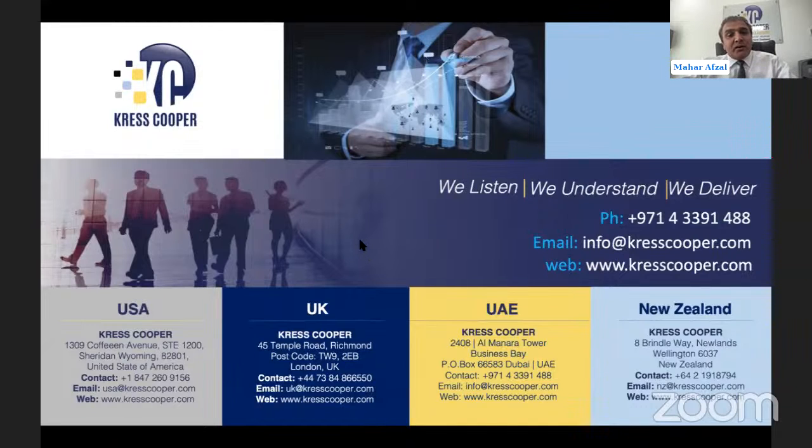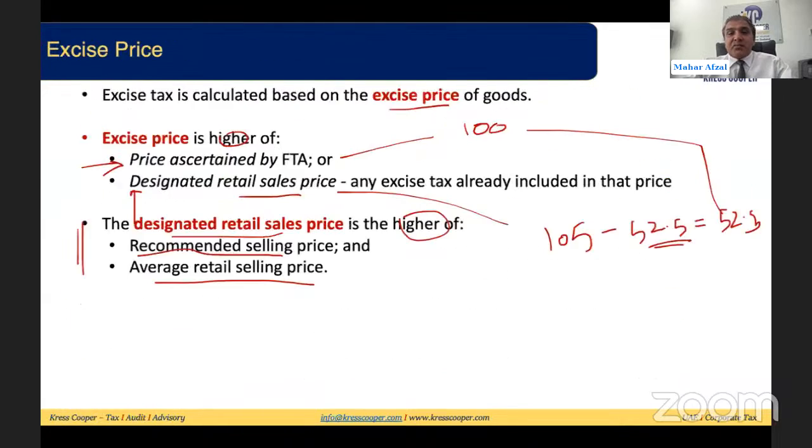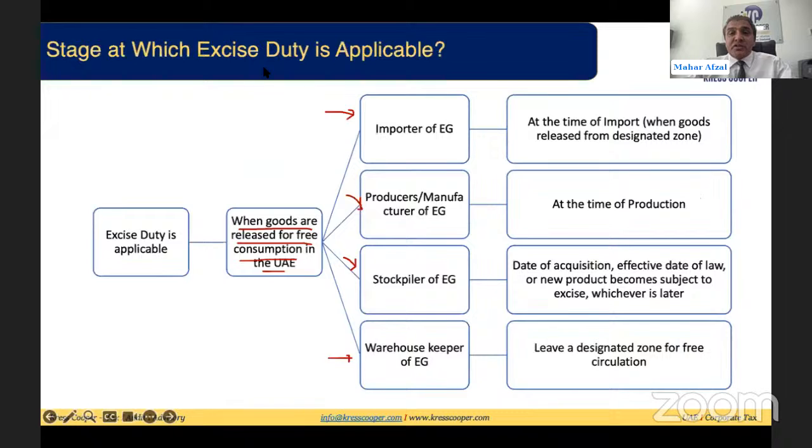There is a stockpile option here, whichever is later or earlier. The stockpile option, as I mentioned, has three possibilities. If the law was being implemented and your stock was in the warehouse, you are liable to pay excise duty on that stock. If the new products are being available, this is the second option. And the third option, as we discussed earlier. Out of these three, whichever comes first, you will be liable to pay excise duty at that stage. This is the date of acquisition, the effective date of the law, or the new product. Out of these, whichever is earlier, you will be liable to pay tax on that date exactly.